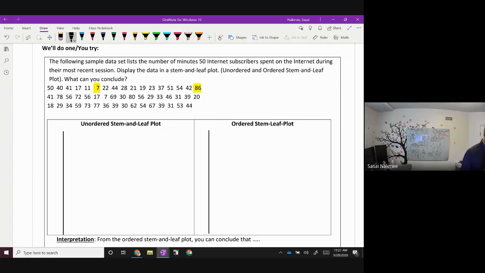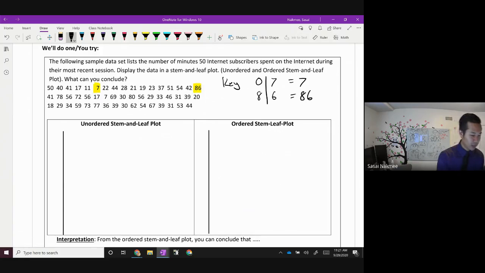86. Right? So I'm going to create my key, first of all. Here's my key. And it looks like it's already on your Pear Deck, but you can put it in your notes. Your key, I would say, is from 0 to 7. I'm sorry, 0 is my stem and 7 right there. This is going to represent 7. And then 8 and 6 right here will represent 86. So this is what my stem and leaf should look like.